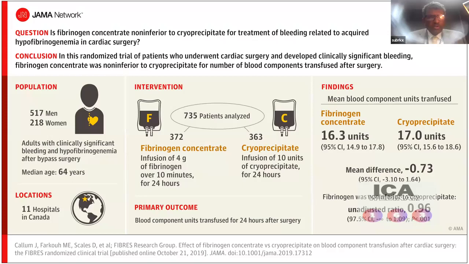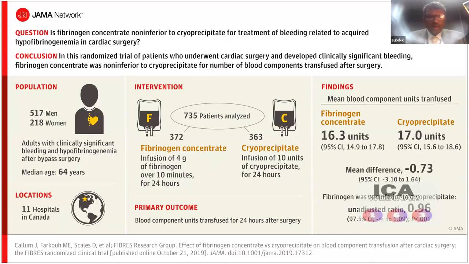So is fibrinogen concentrate superior or non-inferior to cryoprecipitate? They tried to study that. The aim of the study is to prove that fibrinogen concentrate is non-inferior to cryoprecipitate. So this is a randomized clinical trial done throughout Canadian hospitals, a large volume of population, to rehearse that, those 4 studies which I presented.